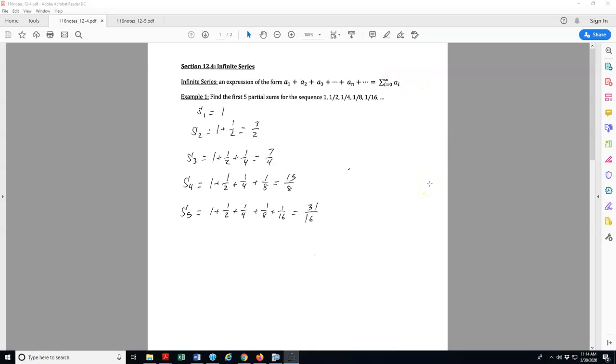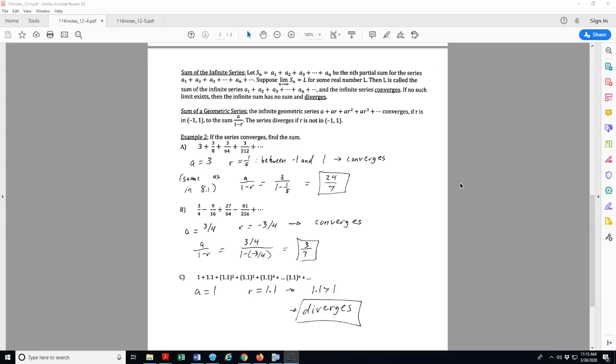So the first thing we're going to look at is something called finding a partial sum. The first partial sum is just the first term. For our second partial sum, I take terms 1 and 2 and add them up. The third partial sum, I take the first 3 and add them up. The fourth partial sum, I add up the first 4. The fifth partial sum, I add up the first 5, and so on. So that's just what we mean by a partial sum.